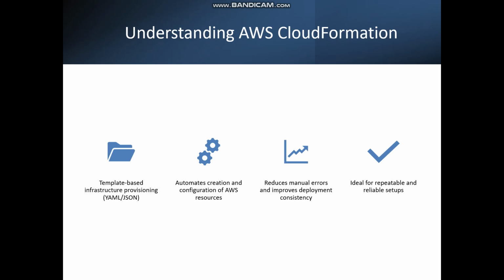Now, the understanding of AWS CloudFormation. AWS CloudFormation helps you model and set up AWS resources automatically. You write a template in YAML or JSON that defines all the resources you need, such as EC2 instances, S3 buckets, and IAM roles. When you deploy the template, CloudFormation provisions those resources for you in the correct order. This ensures consistency, reduces configuration errors, and simplifies infrastructure management.